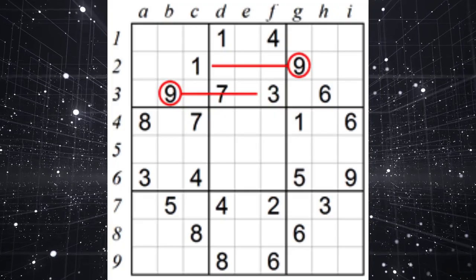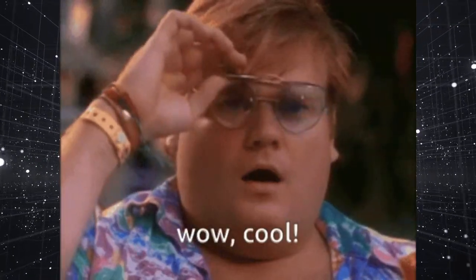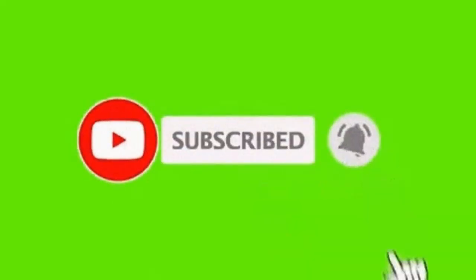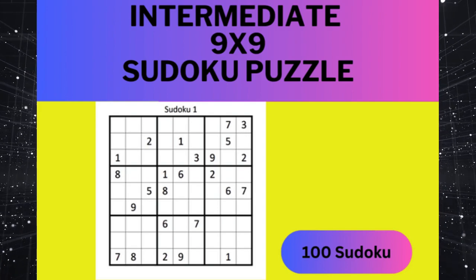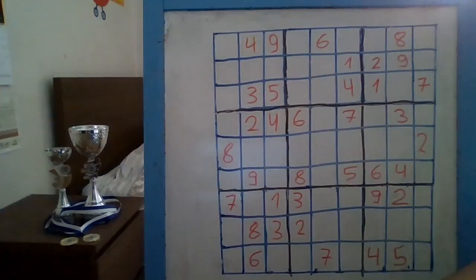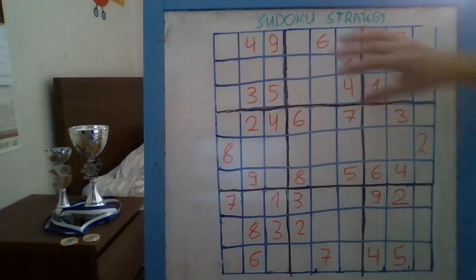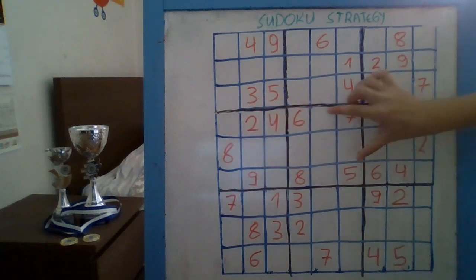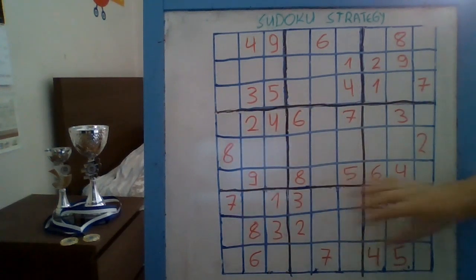I am going to show you useful tricks and techniques that will help you solve Sudokus in no time. Now you will see an example of an intermediate level Sudoku where we are going to apply all these techniques. This classical 9x9 Sudoku consists of 9 boxes of 3x3. Here we have box 1, 2, 3, 4, 5, 6, 7, 8, and 9.